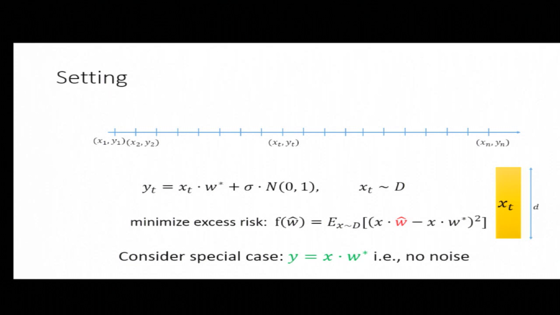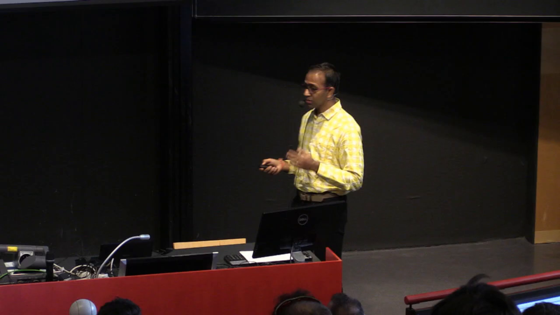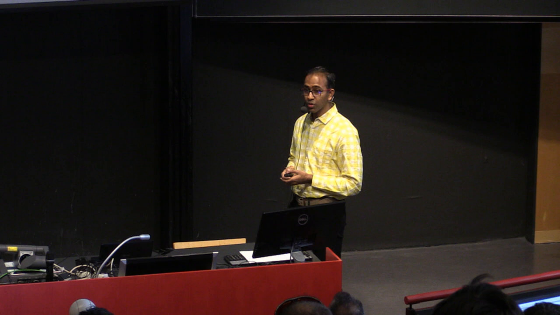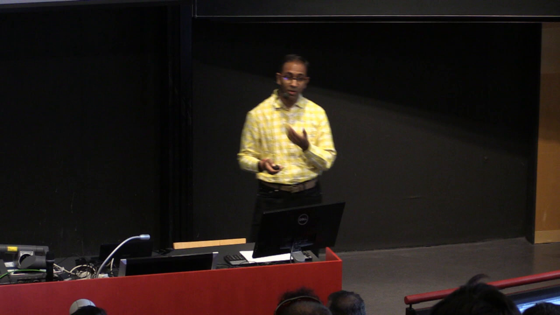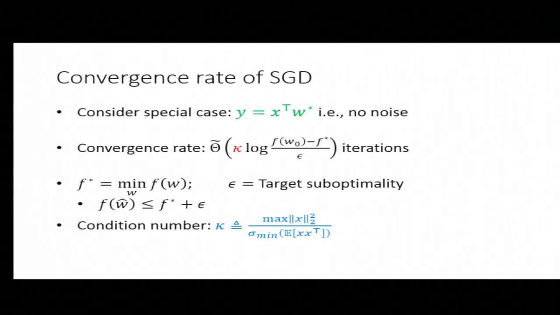Okay, so for the purpose of this talk, let's keep things simple. And let's say y is exactly equal to the inner product of x and w star. So let's first see what we can say about SGD when you apply it to this problem. It turns out that if you use a tail-averaged version of SGD, then it converges to the global optimum at a linear rate. And the rate of convergence has a dependence on this condition number kappa. And this condition number truly captures the rate of SGD, and you cannot really hope to improve it much further.